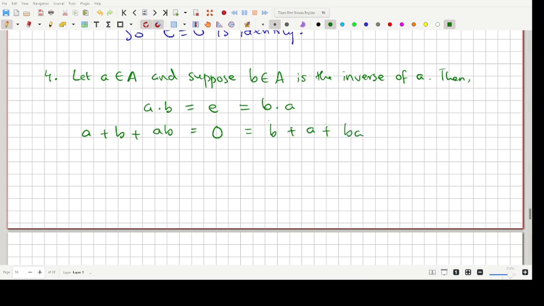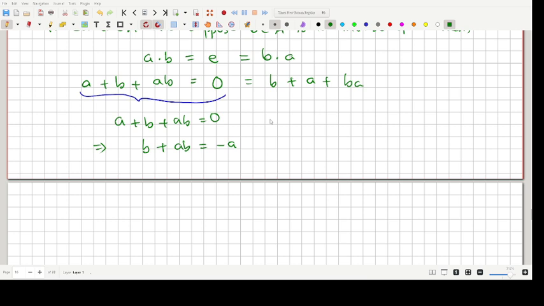Correct? Okay. Now, without loss of generality, again, let us assume the first part of the equation, right? So the first part of the equation says that a plus b plus ab is equal to 0. From here, we can write, well, we'll just take the a on the other side, right? Because we need the value of b. So b plus ab is equal to negative a. And then let's see what we can do here. We can take b common, and we'll be left with 1 plus a, and that should be equal to negative a, right?